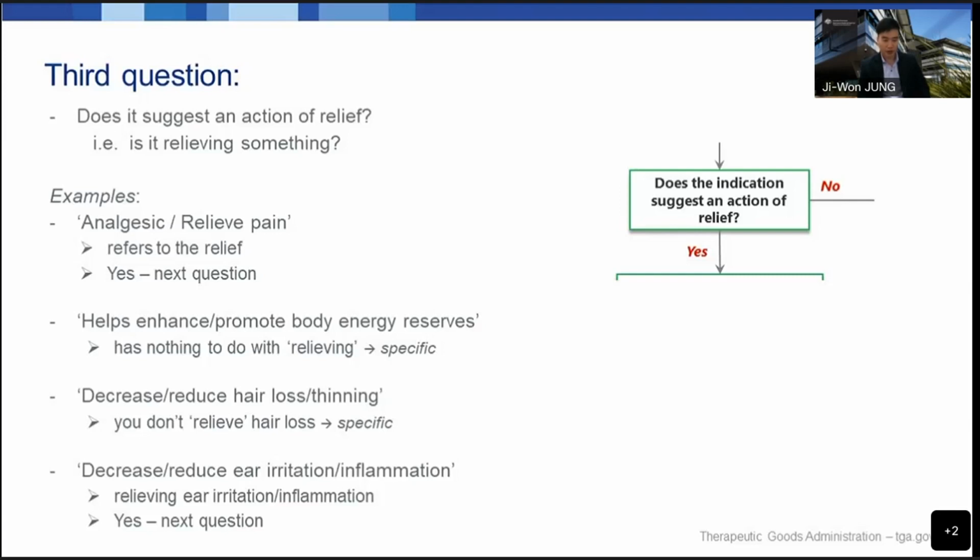And for our last example there, decrease, reduce ear irritation or inflammation. You can replace those words again, decrease or reduce, with relief to see if it makes sense. In this case, when you say relieving ear irritation or inflammation, it does make sense. Therefore, you just go to the next question for this case.